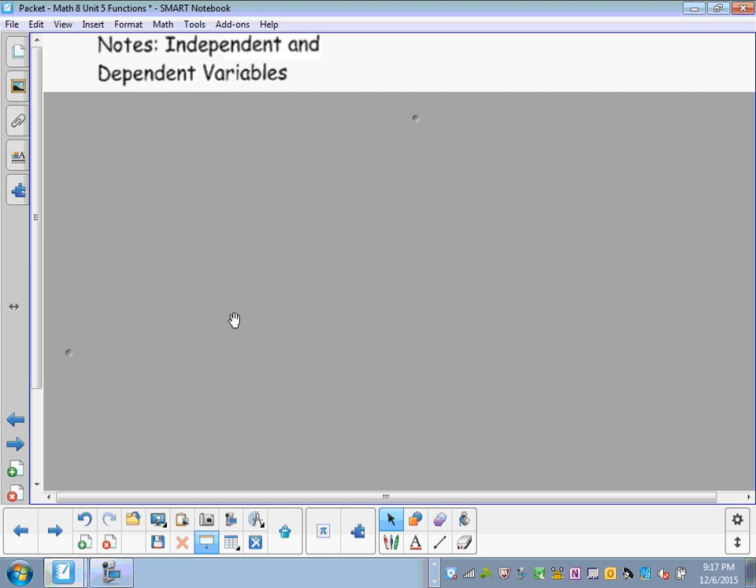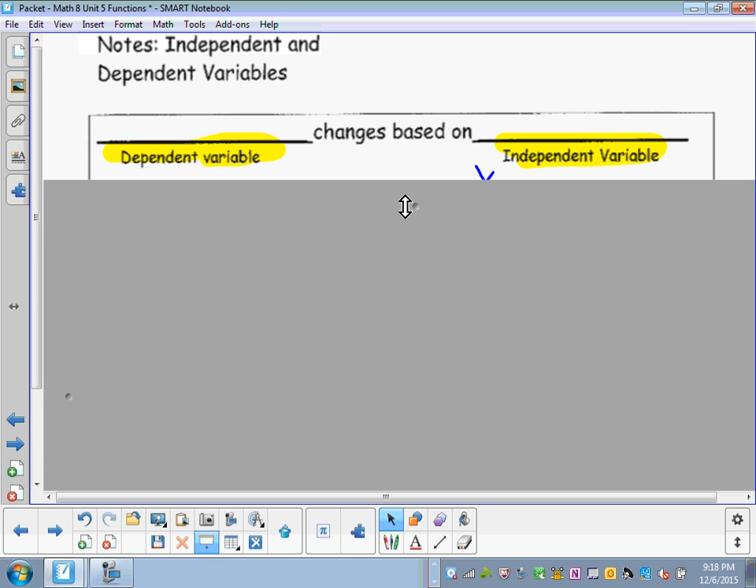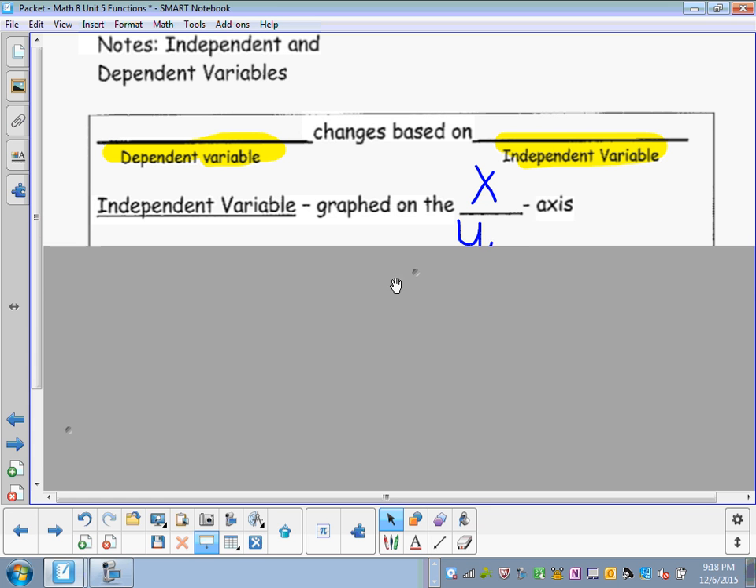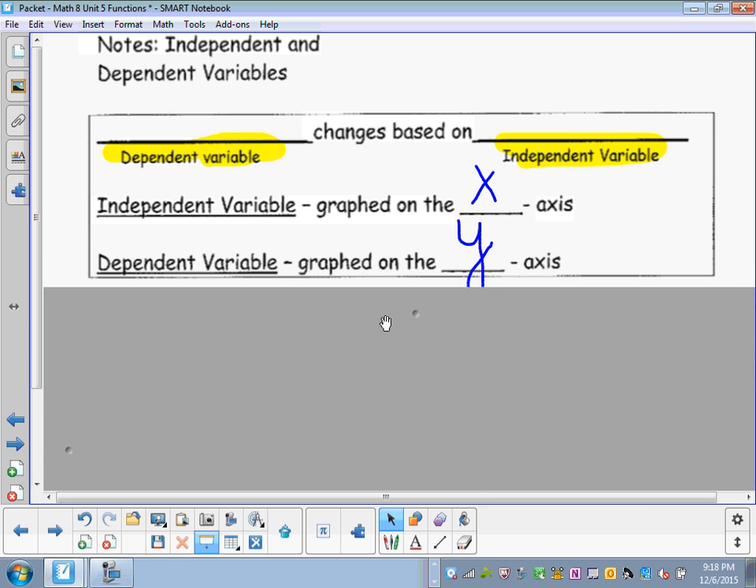Independent and dependent variables. A dependent variable changes based on an independent variable. Independent variables are graphed on the x-axis. Dependent variables are graphed on the y-axis.